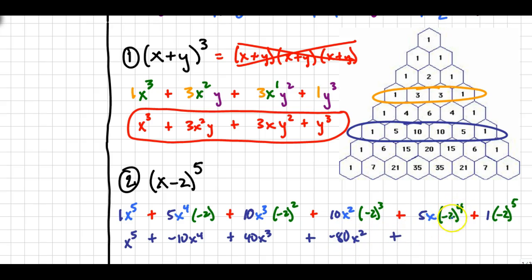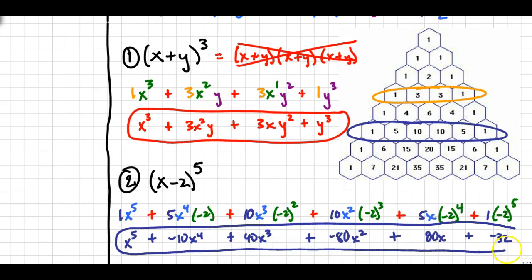And then negative 2 to the 4th is going to be positive 16 times 5, which is positive 80. And then negative 2 to the 5th is negative 32. My x's descend starting from the left. There are no other variables to worry about, so I'm already in standard form. So much faster than having to do x minus 2 times itself 5 times.